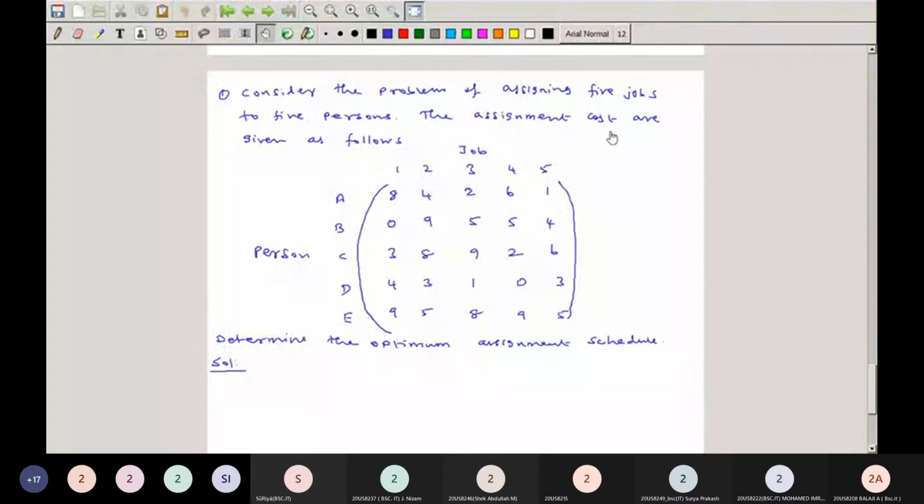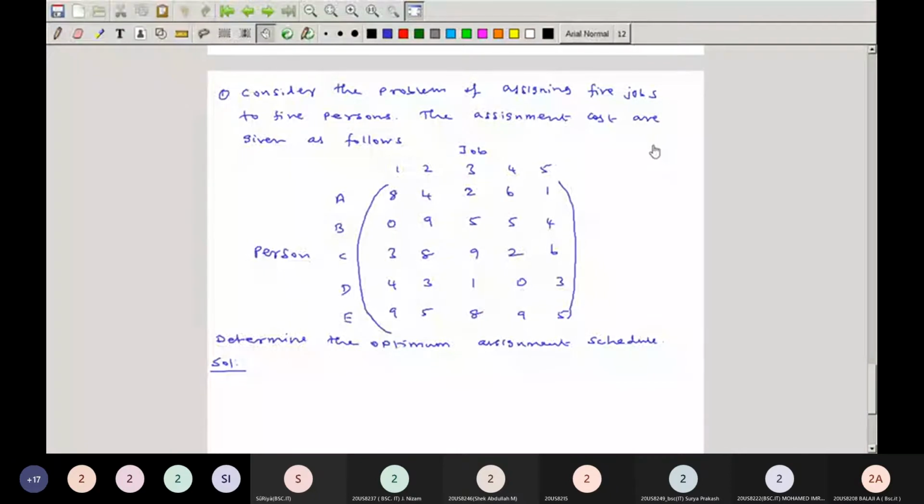then it should be balanced before applying the algorithm. The method: balance the problem and go for further steps.